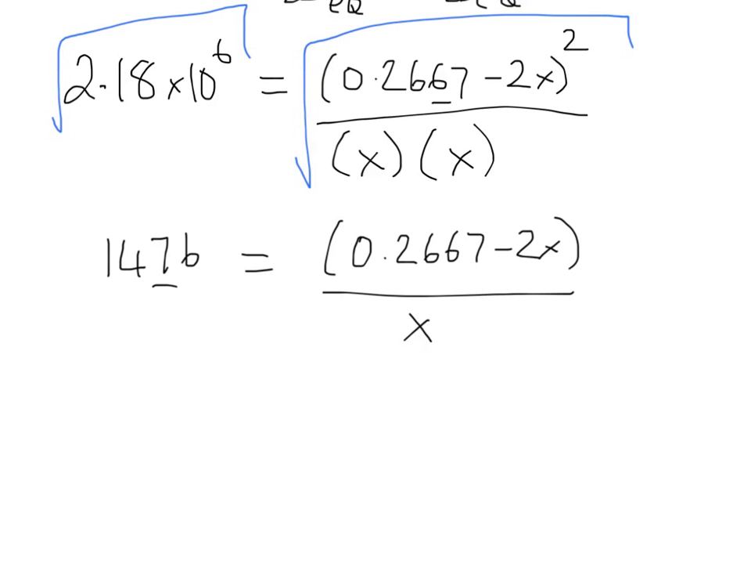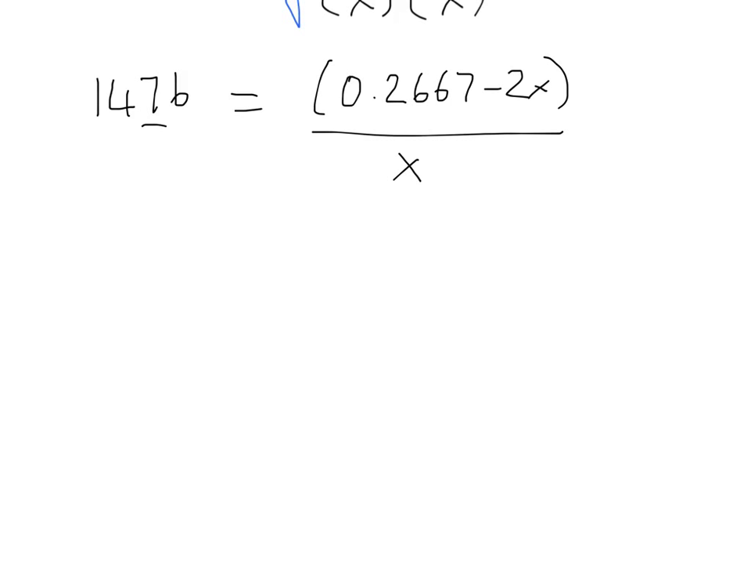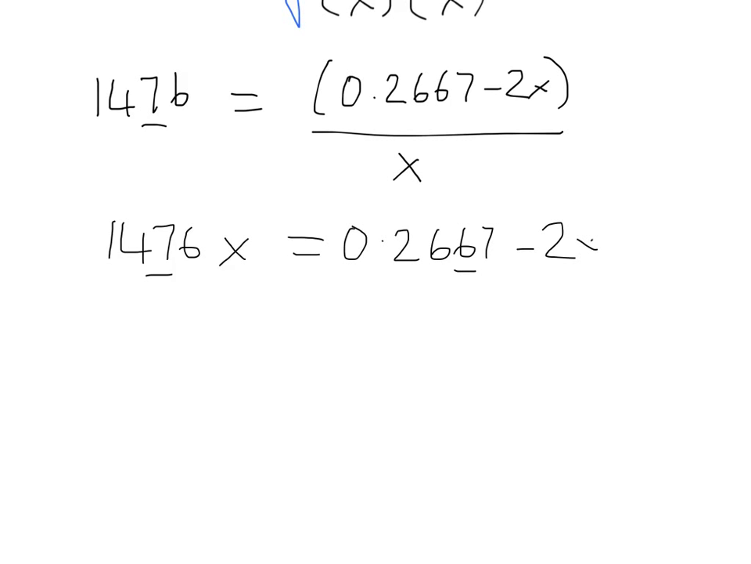So now we need to rearrange and solve for x, and so we can flip the x down here up to over here, and so that gives us 1476 x's, and the right-hand side then 0.2667 minus 2x. We want to get all the x's on one side and all the numbers on the other side, and so we can go ahead and flip this 2x all the way over here, so that gives us 1478x, and on the right-hand side then we're left with lonely old 0.2667.